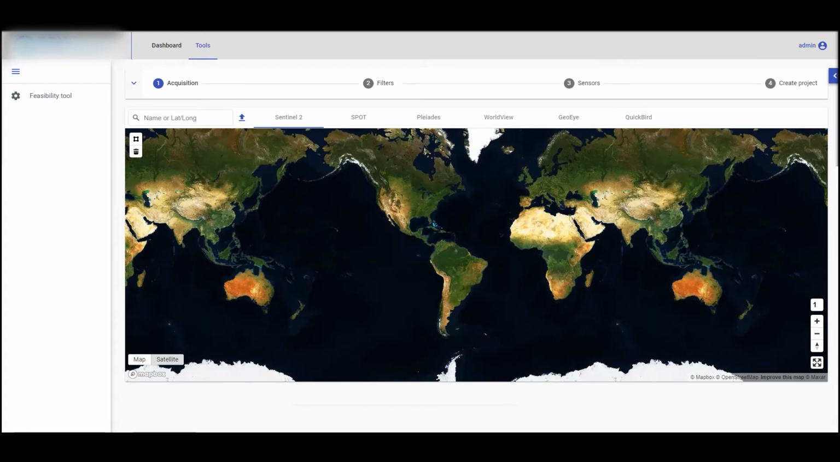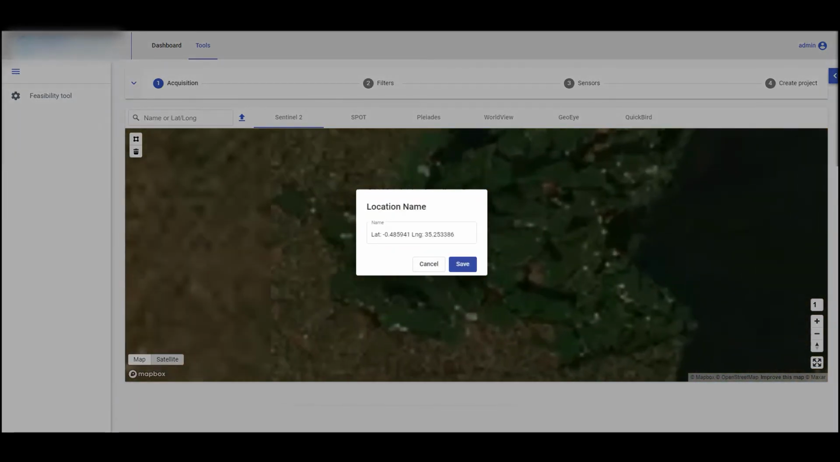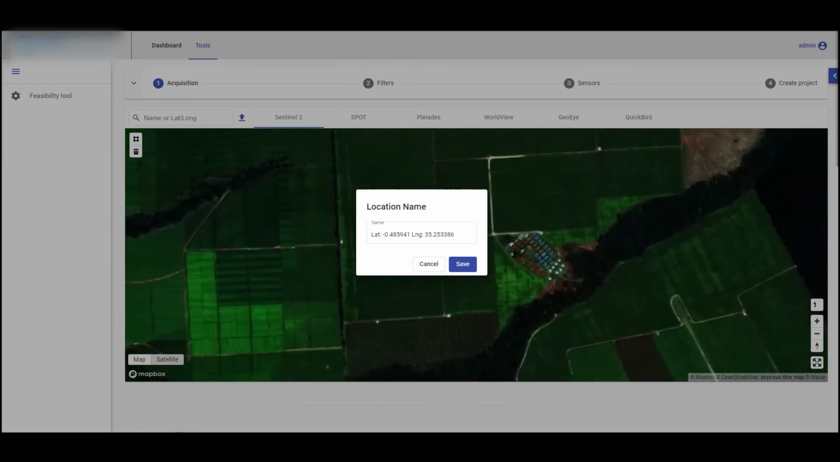process. We see images are fetched from different providers, including low-resolution Sentinel-2 imagery, as well as through the integration with Maxar, Airbus, and Planet high-resolution sensors.